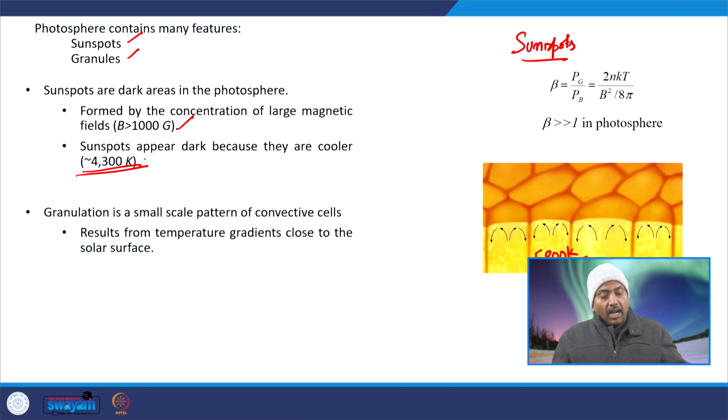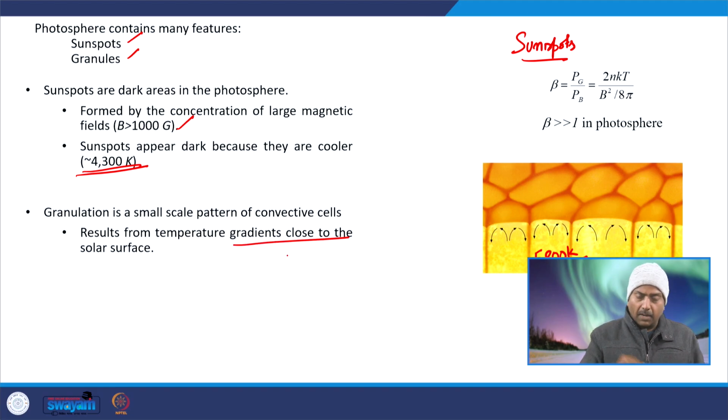Okay. And granulation is a small-scale pattern of convection cells, which results from the temperature gradients close to the surface. Why am I calling it temperature gradients close to the surface? This again goes back to the fundamental idea that the size of the convection cell becomes increasingly smaller as you move towards the surface, right?